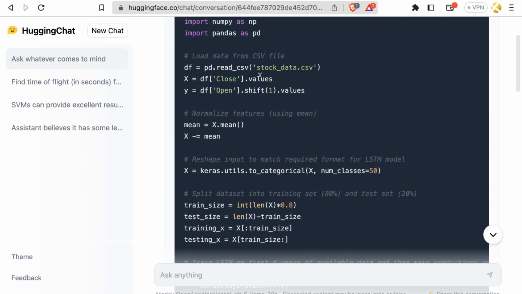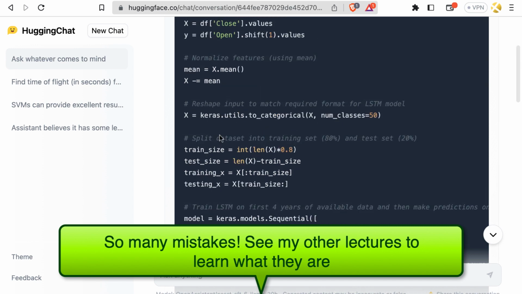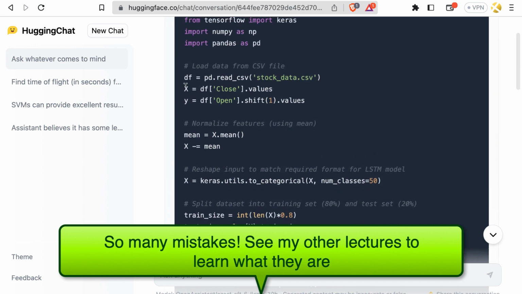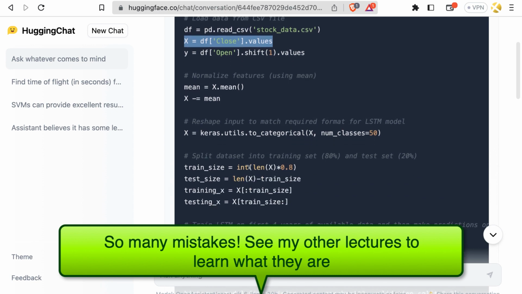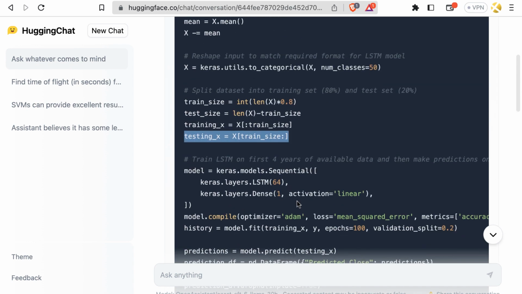I wouldn't even run this. It doesn't even look right. So one quick check we could do is, does the training even make sense? The X's are the close values, so they're just close prices. And then it's saying train size. Yeah, that's fine. So training X is just X up to train size. Testing X. Okay, so yeah.